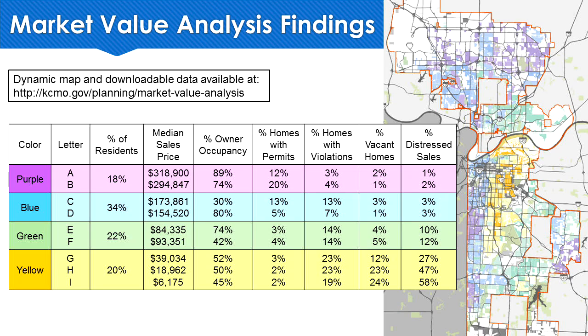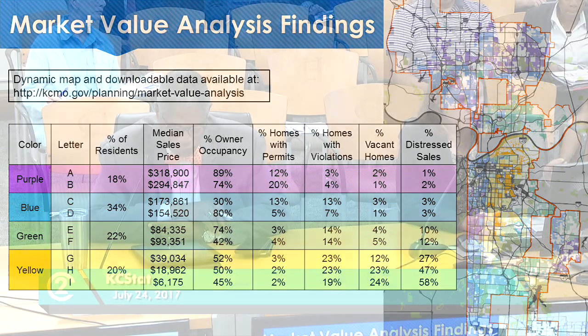And these are all of the other metrics that were incorporated into the market value analysis to come to these results. So sales, owner occupancy, permit activity, violations, vacant homes, distressed sales. These were all important components.